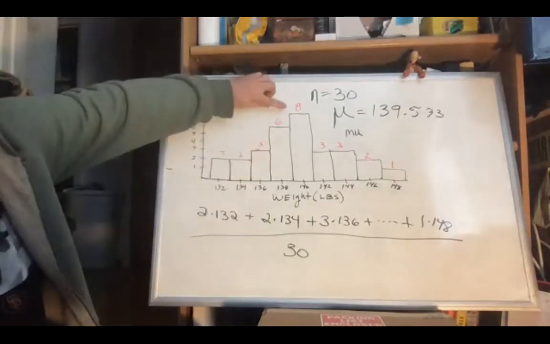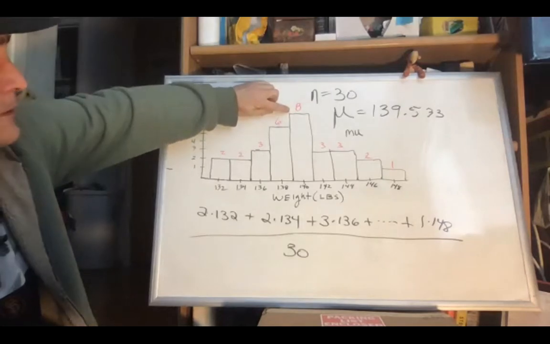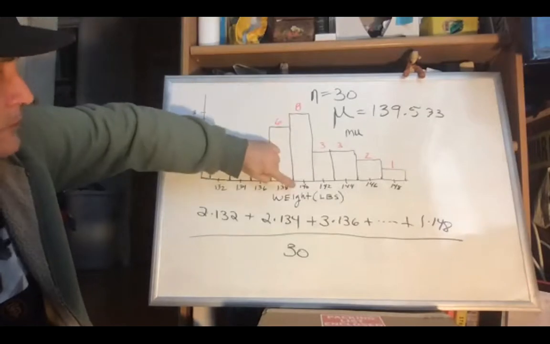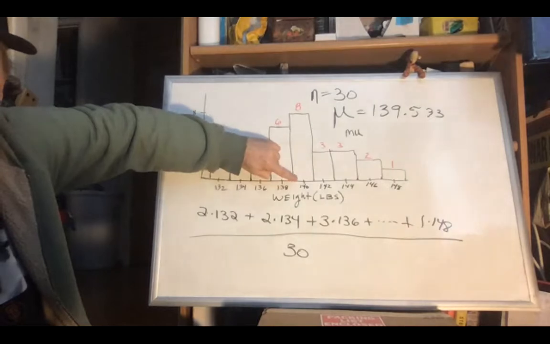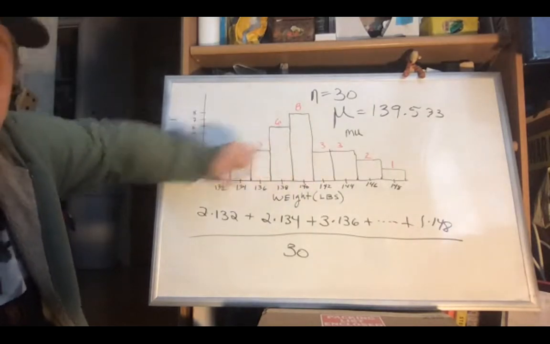All right, I'm sure the mode was not challenging, but just in case. So the mode would be the bar that has a frequency of 8, the most frequent interval. And so that would be 140. So the numbers from 139 less than 141. Okay.